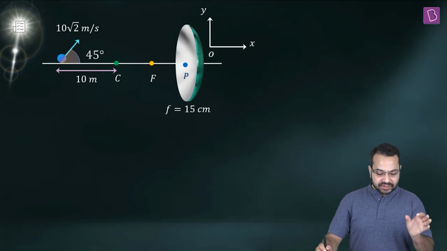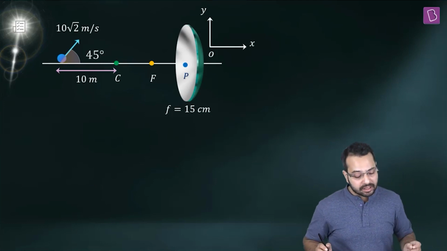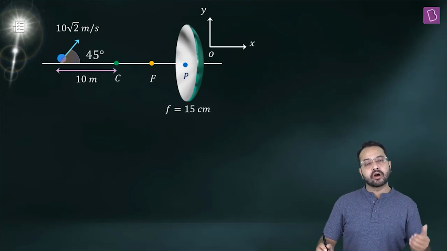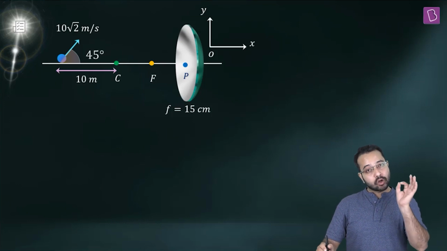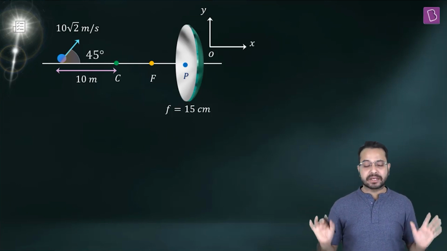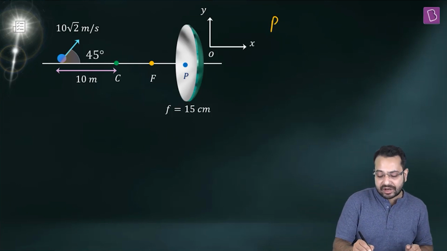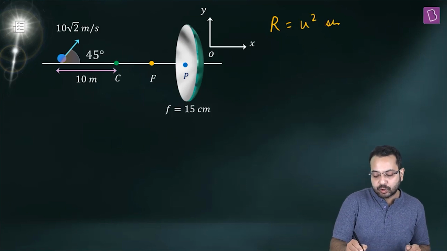Okay. Now since I've been given everything and I have to figure out the velocity of the object when it crosses the center of curvature, it might be a good idea to figure out the range. It might give us some kind of hint. That is my gut feel. So let's try to figure out the range. Range is equal to u square sine 2 theta divided by g.